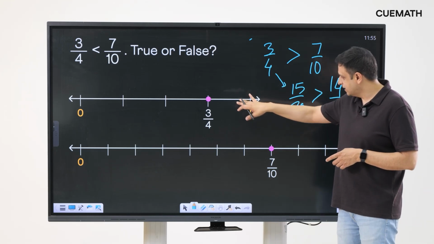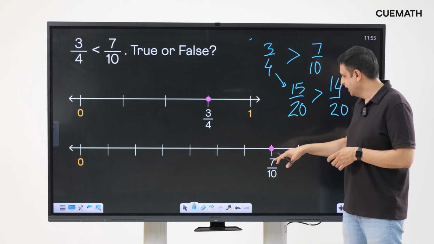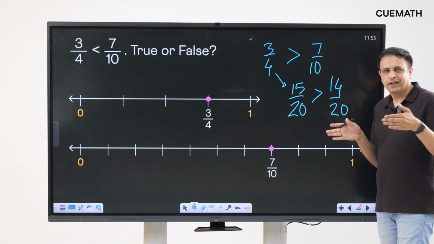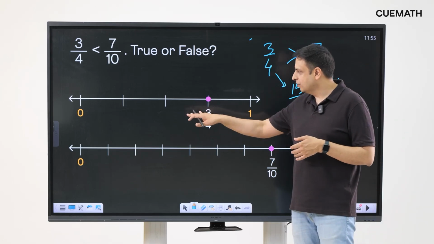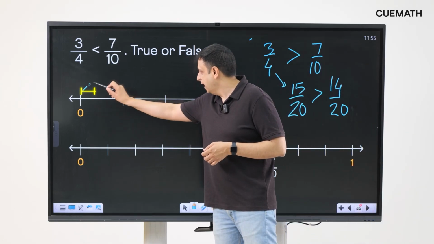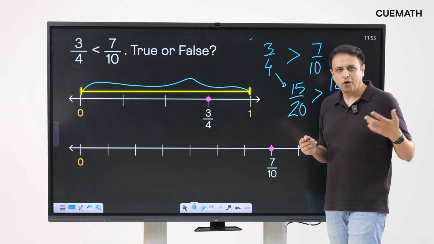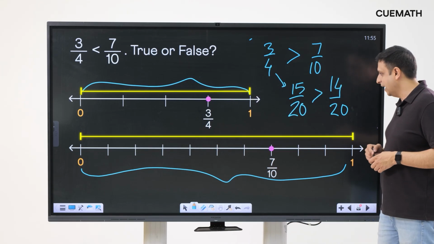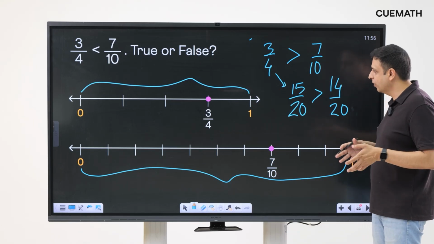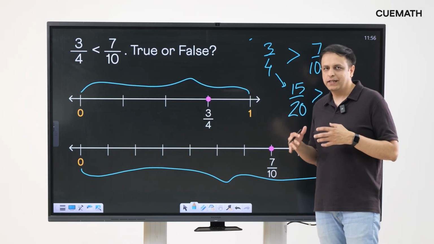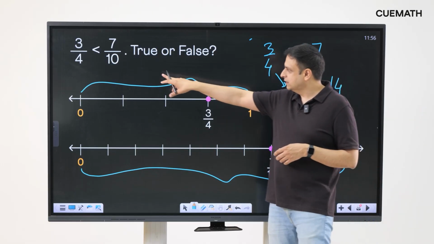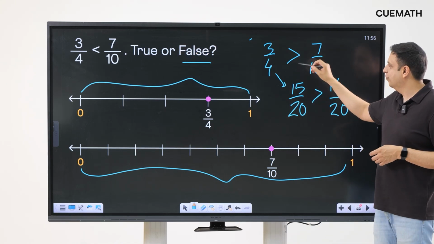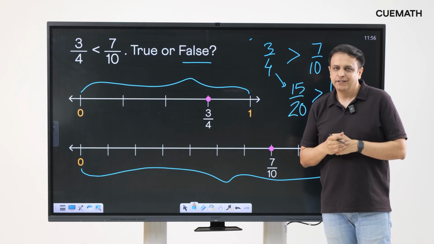So why are we getting this situation here where 3 over 4 seems to be less than 7 over 10? Well, the simple problem is that the whole interval, the length from 0 to 1, the unit interval, is not the same in the two cases. Here we have this length as our unit or our whole, but in the second situation we have a much longer length as our unit or our whole, and therefore comparing fractions of two different wholes does not make sense, and therefore this statement is actually false, and the truth is that 3 over 4 is actually greater than 7 over 10.